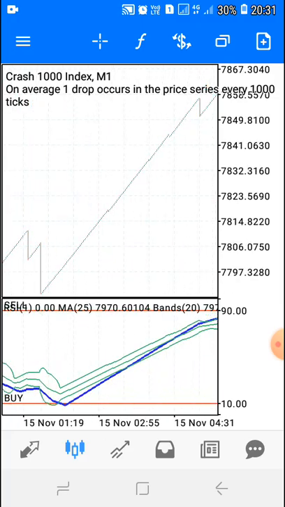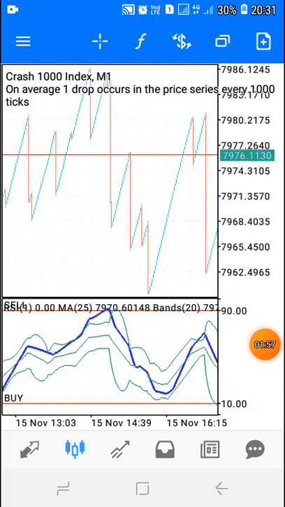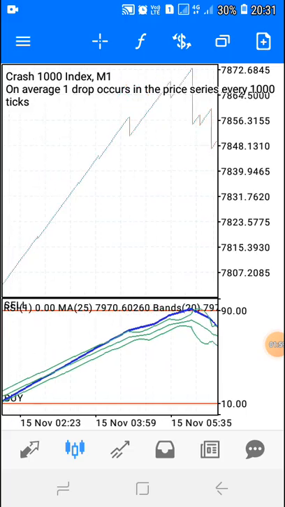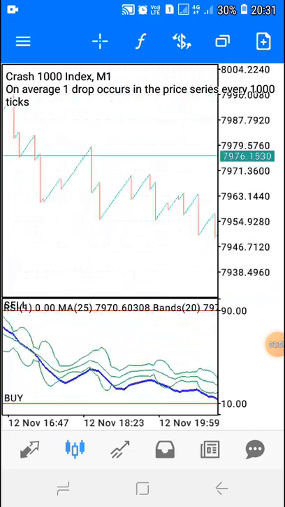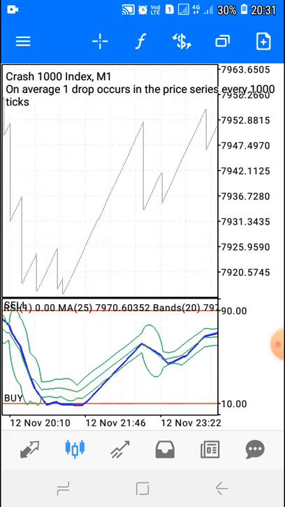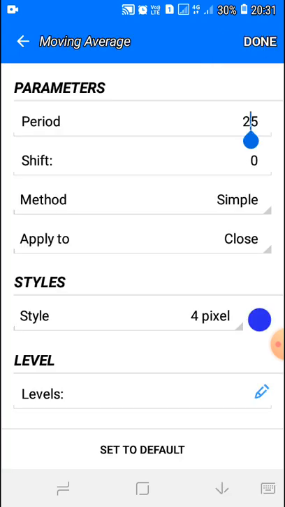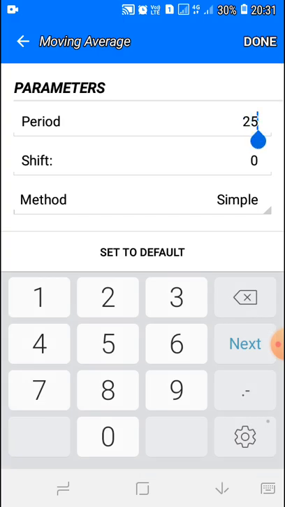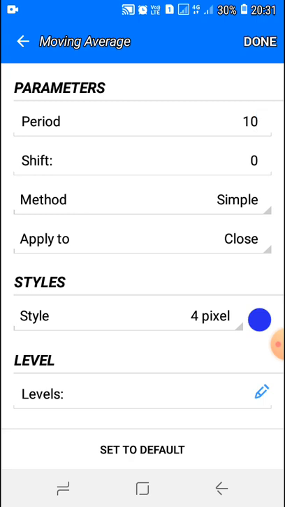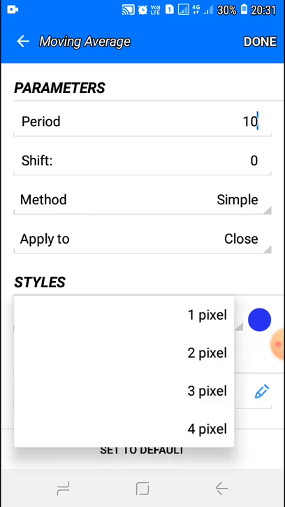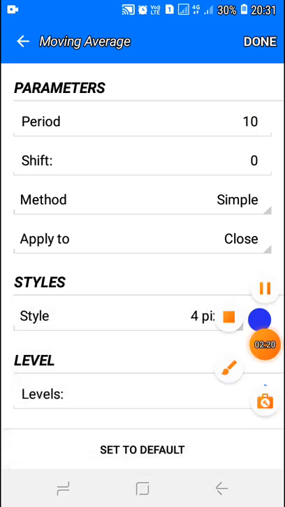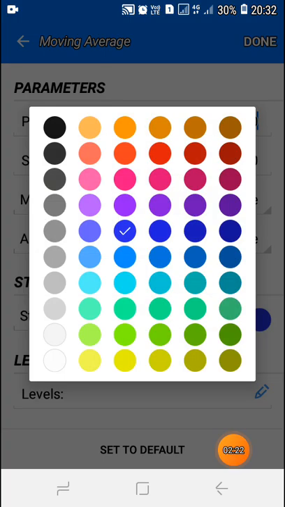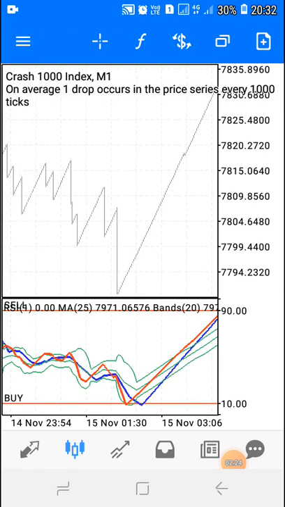That's why I'm gonna show you guys which indicator you can add to this so that you can use the strategy the best way. Okay, so the next indicator that we're gonna need for the strategy is our moving average again. Now make sure that your parameters are like this. Period 10. Okay, sub 0, method simple, apply to close, styles 4 pixel red. Okay, so this is how it's gonna look like.